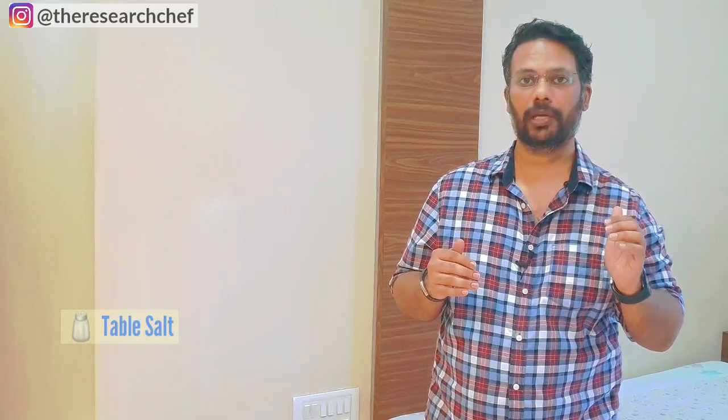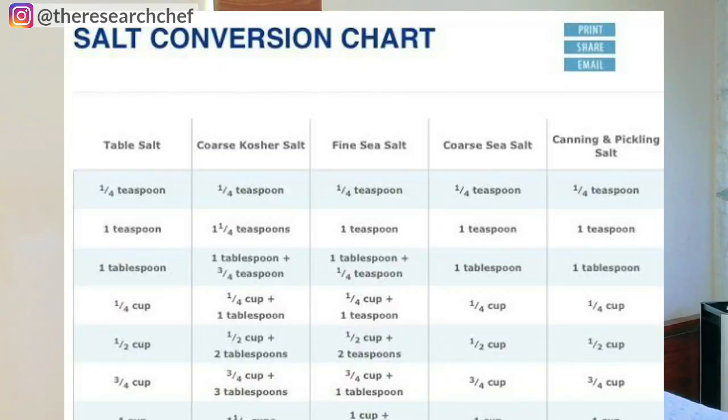Okay, suppose you are baking a recipe and that recipe specifies the type of salt. It might say you need to add kosher salt, sea salt, or any coarse salt. Now let's assume you don't have this type of salt at home. In this case, you can substitute it with table salt. But you need to ensure that the table salt you're using is measured by weight, not by volume. So to avoid any errors, you can make use of this conversion chart that's easily available on the internet.